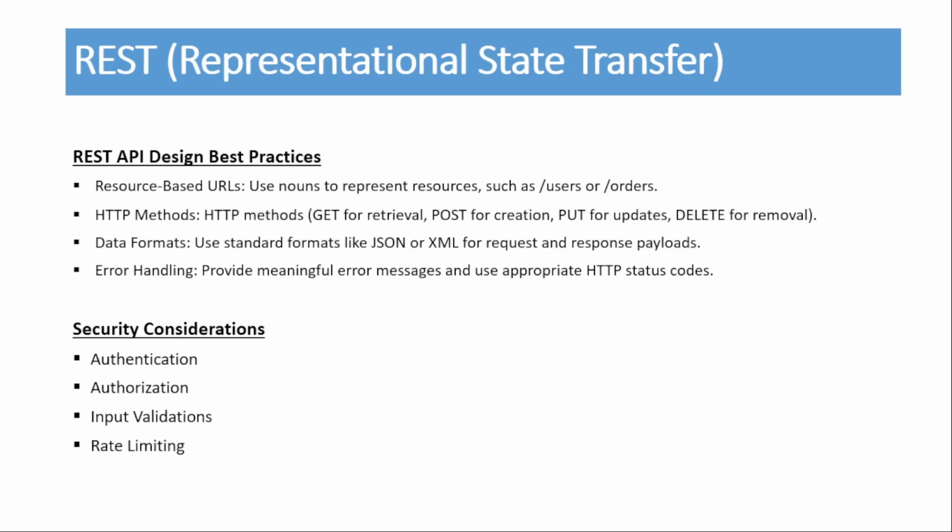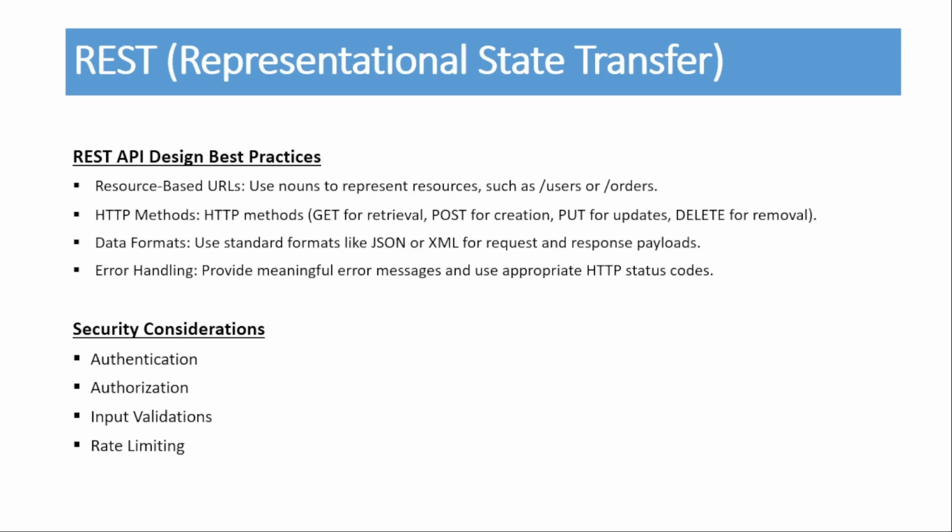Rate limiting. Prevent abuse of the API by limiting the number of requests a client can make within a specific period. Like IP-based rate limiting: restrict the number of requests from a single IP address. User-based rate limiting: restrict based on user credentials or API keys. Use quotas and burst limits to handle short-term spikes in traffic.